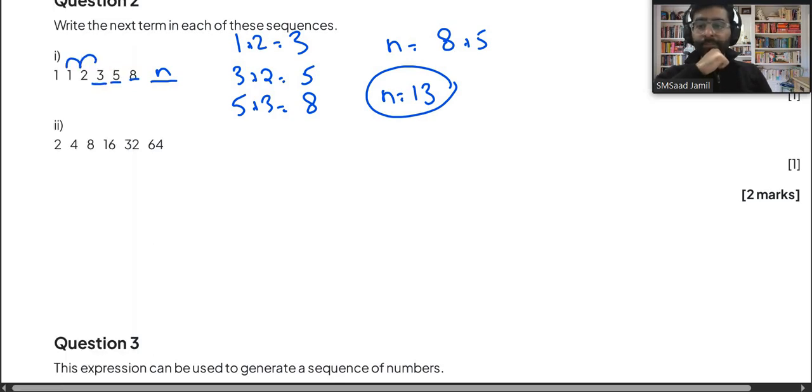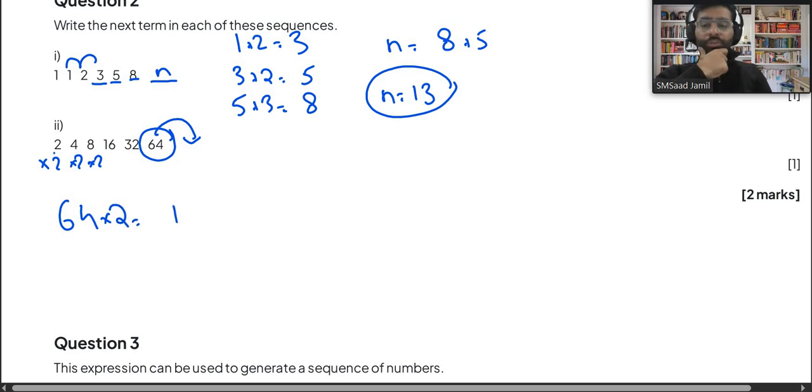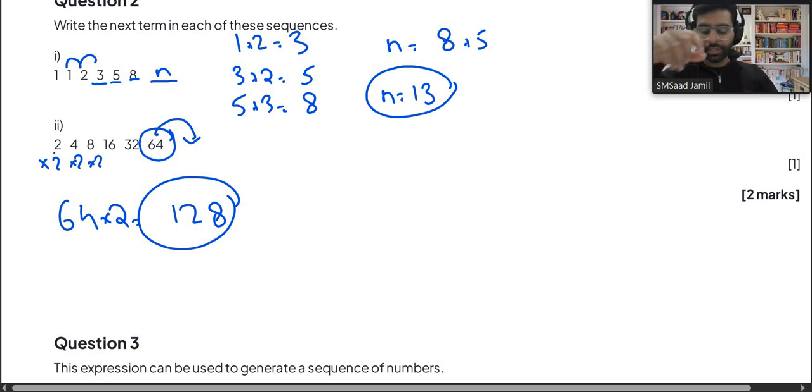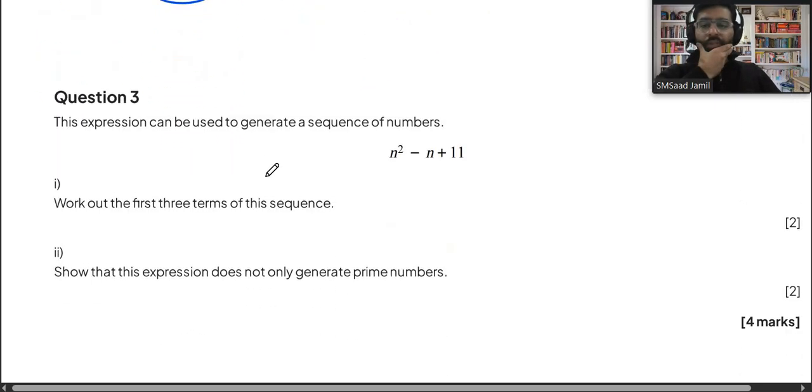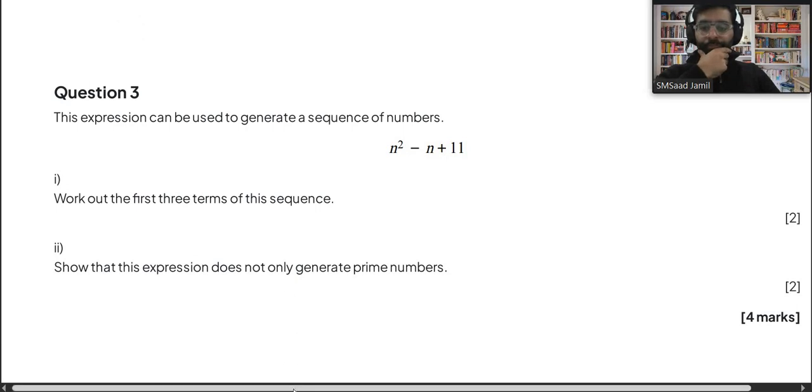If you look, the number is being doubled. 2, 4, 8, 16, 32, 64. It means we are multiplying each term with the number 2. So if I want to find the term after 64, I am going to do 64 multiplied by 2, which is going to be 128. Get it? Any confusion, guys? No. Perfect. Moving on to the next question, it says, question number 3.